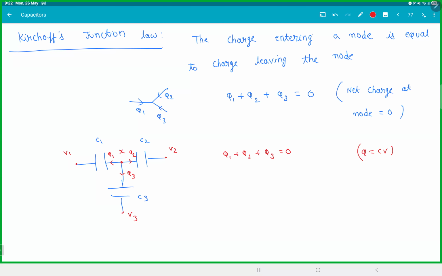Now listen carefully here. When you take Q1, it is going from X to V1. So you're assuming X is at higher potential than V1, isn't it? Charge goes from higher to lower potential. This is our assumption. Later, science will take care of it. So what is the charge formula?